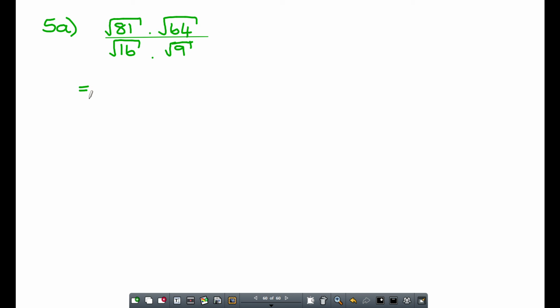Okay, right. So the square root of 81 will be 9, and that little dot is actually a times. The square root of 64 is 8. At the bottom, the square root of 16 is 4, and the square root of 9 is 3. Now 9 times 8 gives me 72, and 4 times 3 gives me 12. So your final answer is 6. I knew it.